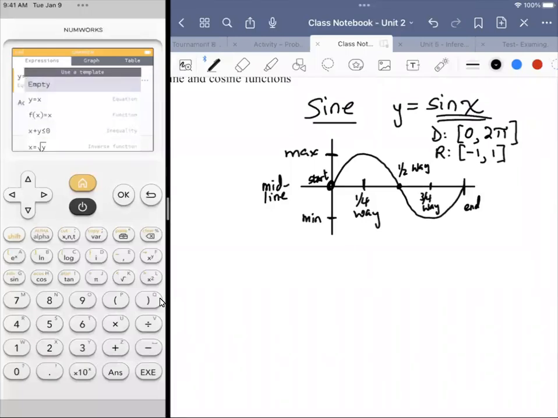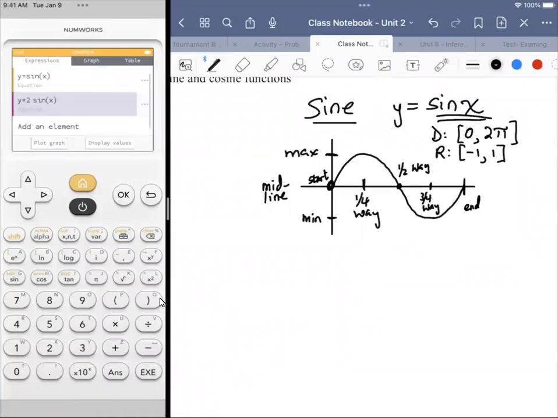I'm going to type in y equals 2 times the sine of x. All right, so that's going to come up in that pinkish color. So orange is my original sine function. The pinkish color would be the one that's twice the sine function. So I'm going to go to graph.